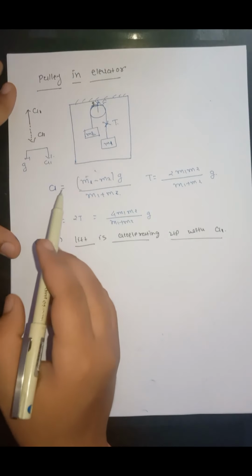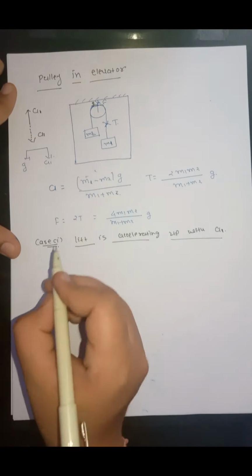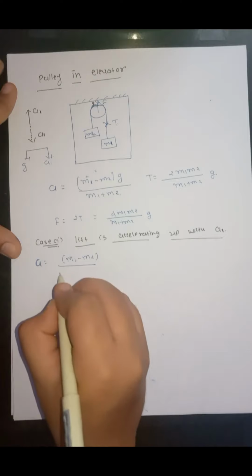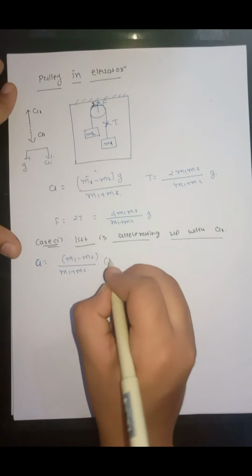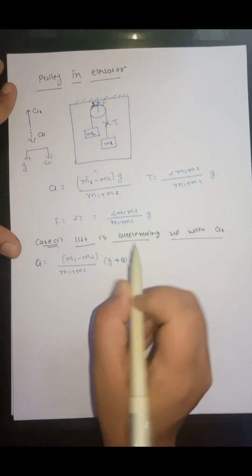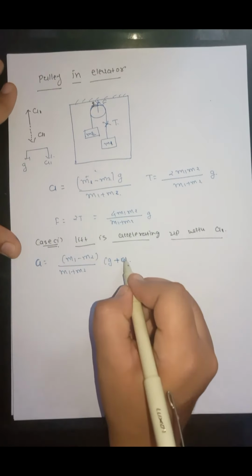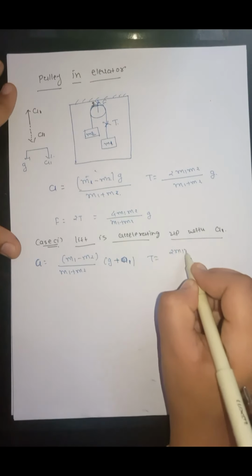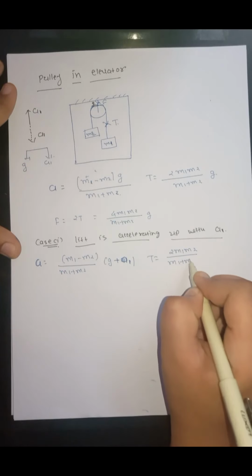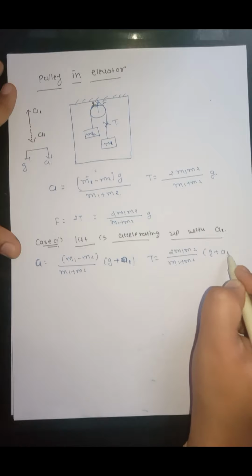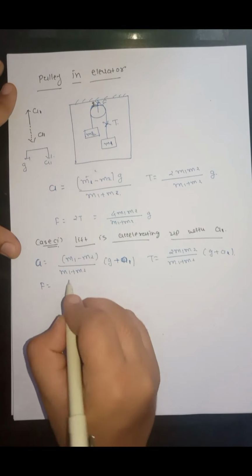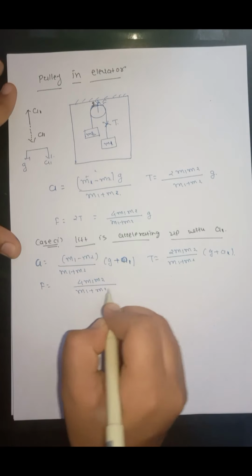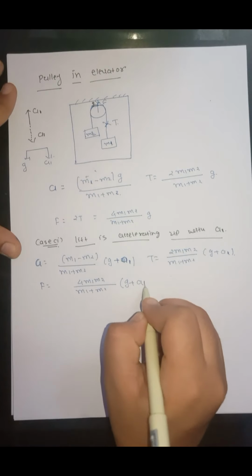So the acceleration of the block with respect to the pulley will be m1 minus m2 upon m1 plus m2 into g plus a1, because the net acceleration in the downward direction is increased, that is g plus a1. The tension force will be 2 m1 m2 upon m1 plus m2 into g plus a1, and the force will also be 4 m1 m2 upon m1 plus m2 into g plus a1.